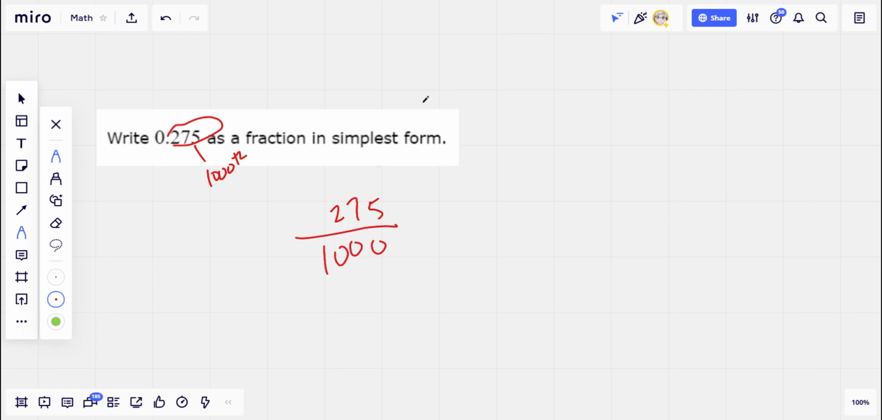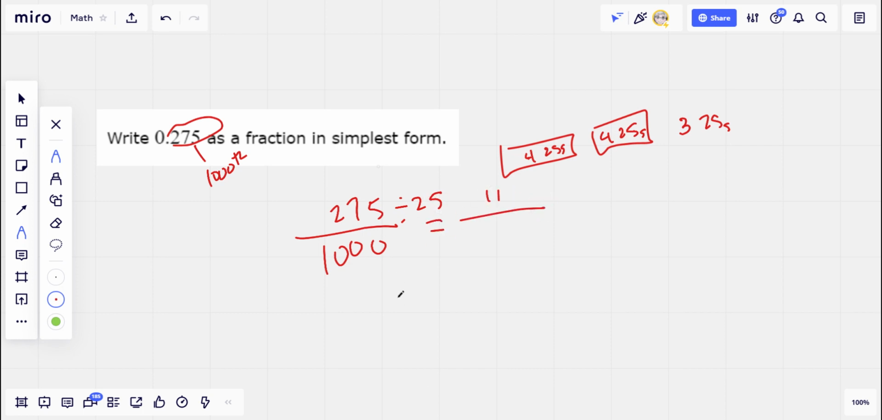So let's think about this. If I had 100, that's got 4 25s, and another 100, that's 4 more 25s, and then a 75, which is 3 25s, that would be 275. So 4 and 4 and 3. So that's 11 25s. So if I divide this top by 25, I would get 11.